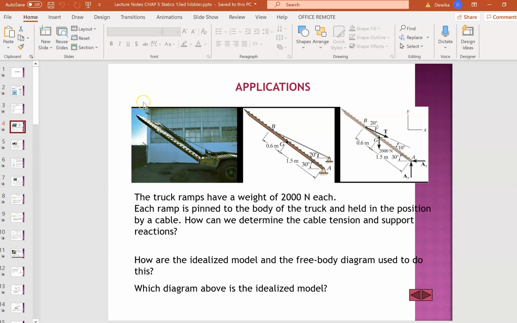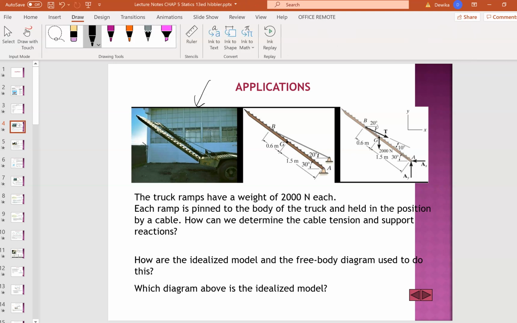You see the first diagram here. The first diagram here is your real life image. Then in order for us to do our free body drawing, we make it into an idealized model. Once the idealized model is ready, we convert it to a free body diagram. Free body diagram isolates. You see, in the idealized model, you have the ram, you have the rope or the tie, the cable.